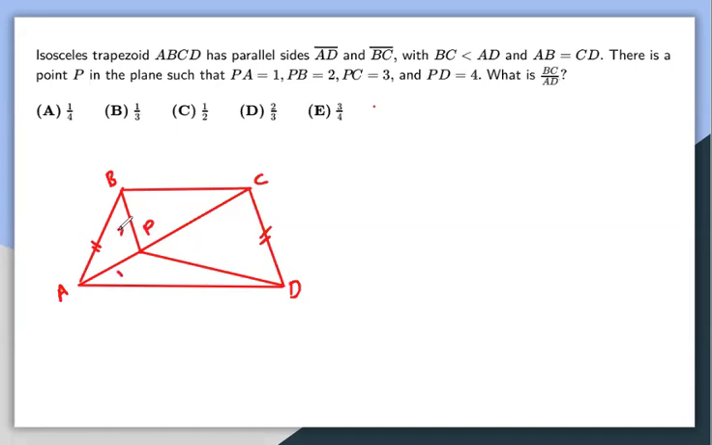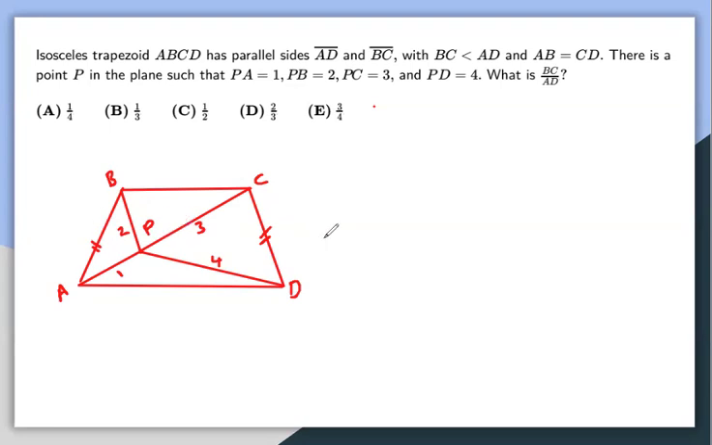This is 1, 2, 3, and 4. So what we are looking for is the ratio of BC and AD. So this is BC, this is AD. We are expecting something smaller than 1, which all the choices are like that. But there are 4 distances which we need to use. If I want to use the distance formula, then I need all these 4 points, and I don't have any information about those A, B, C, Ds.